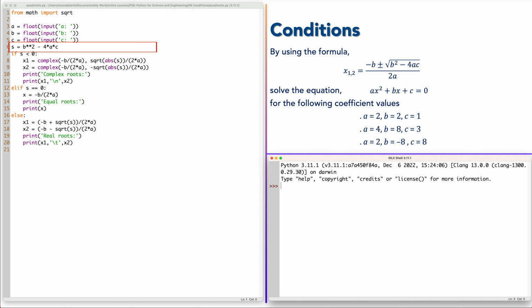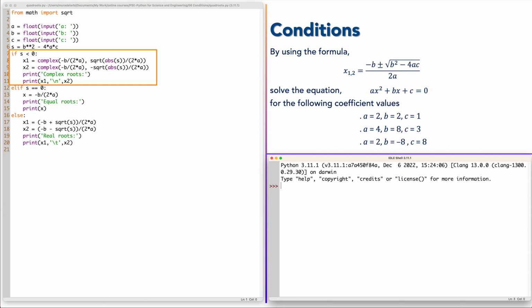S is the quantity under the square root. And we define it here just in order to make the code more concise, smaller, because it is repeated in multiple lines below. So instead of repeating the whole formula, we can use one variable to represent the value of the quantity under the square root.